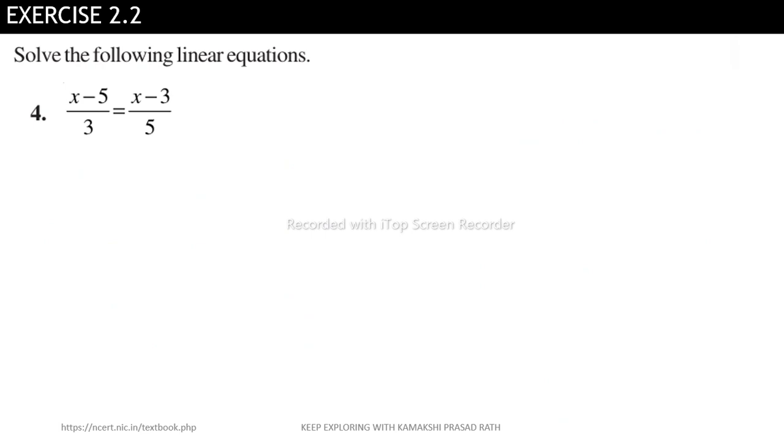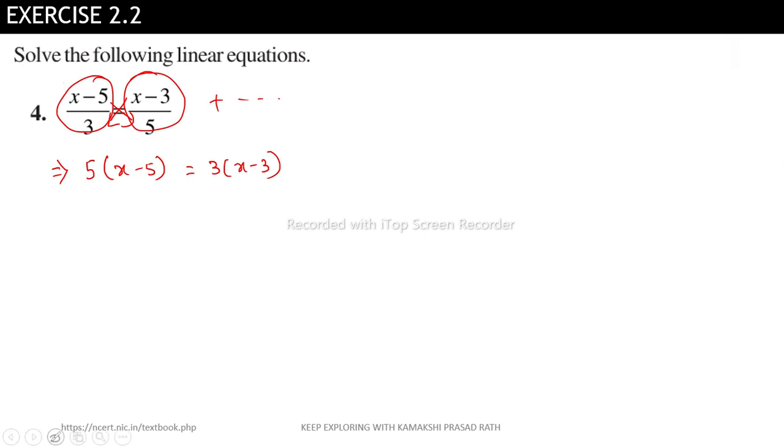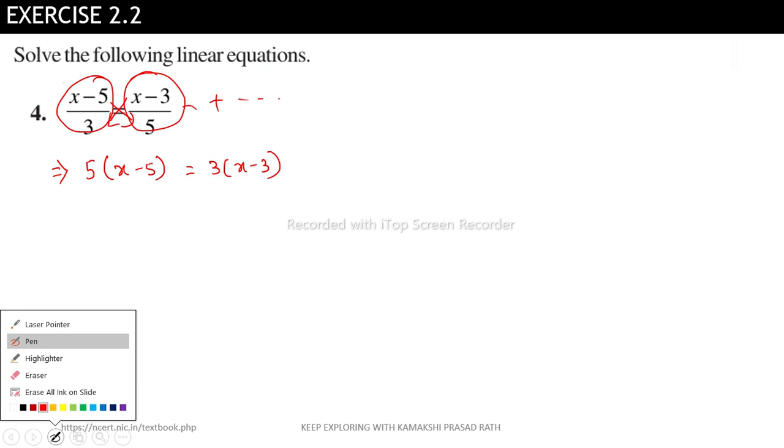Next, we have two fractions: x minus 5 by 3 is equal to x minus 3 by 5. Whenever we have a question of this type, we can simply follow the cross multiplication method. So 5 times x minus 5 is equal to 3 times x minus 3. We have to keep in mind this process will be used only when we have two fractions equal to each other. There should not be anything extra here, plus or minus. Only when two fractions are given equal can we use this. So let's see how it works.